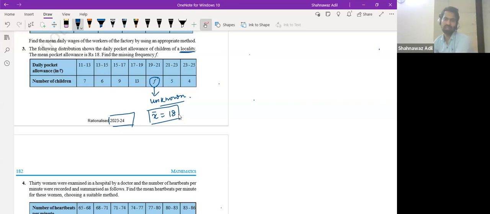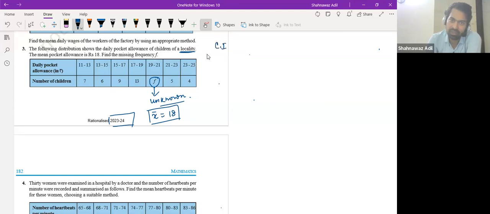So one thing we can do is proceed to find out the mean, and in the last we can put the value of mean, right? Yes, sir. So let us do that and see what we can find out. So let us follow those steps.